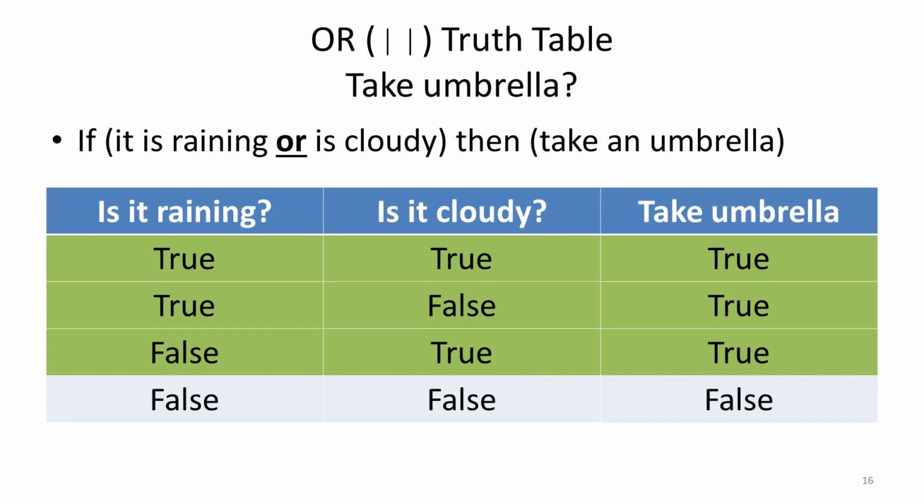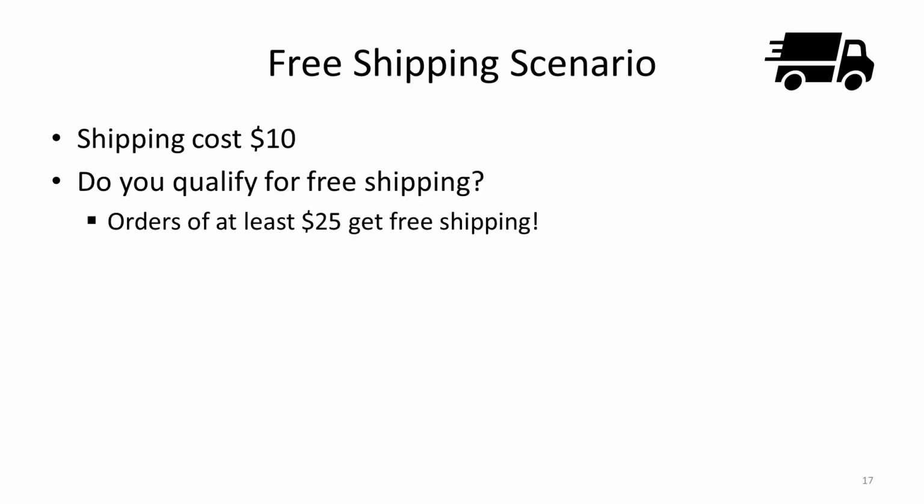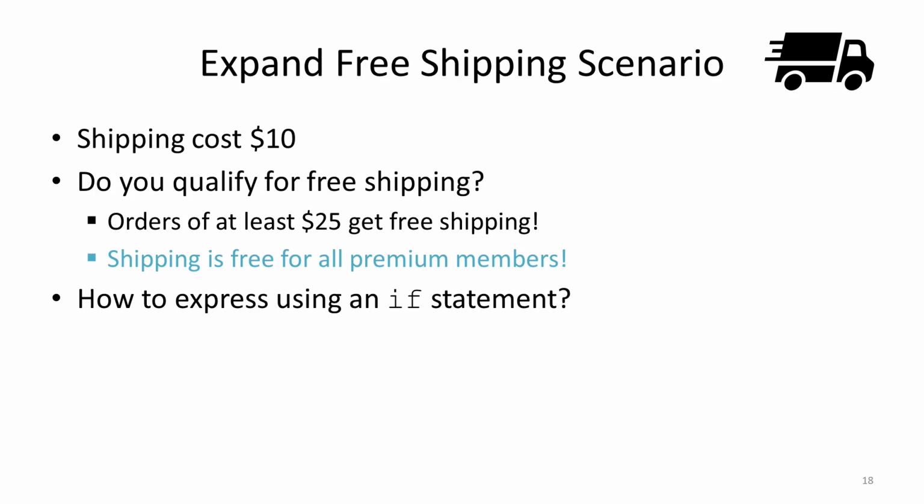Let's do another scenario. Let's revisit the free shipping scenario from the previous lecture. Here we have our assumptions. The shipping cost was $10, and you would get free shipping if the order amount was at least $25. Now let's expand that scenario to include a compound condition. So let's say that not only if the order is at least $25 you get free shipping, but also if you are a member, then you get free shipping, regardless of the order amount. Shipping is free for all premium members.